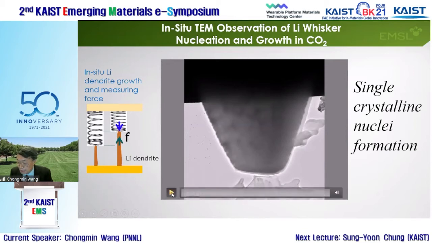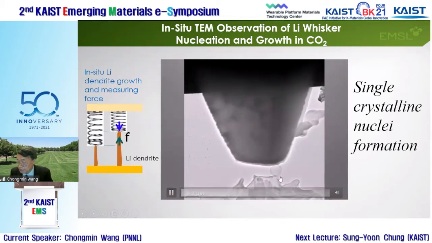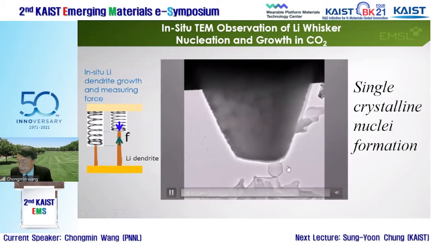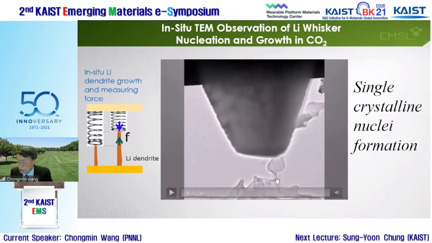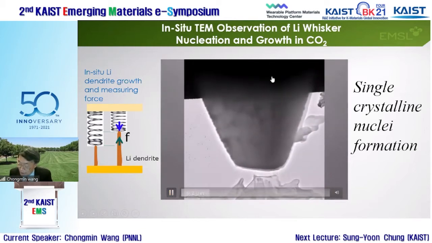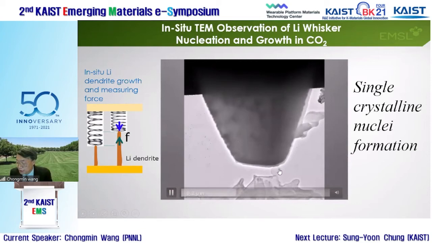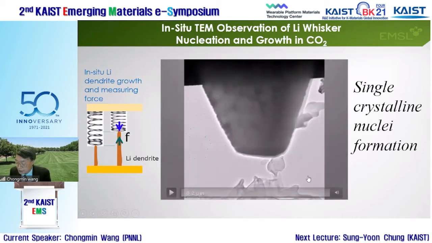When you play this movie, you can see the AFM cantilever on top. You can see the initial nucleation of a lithium particle. It's actually a single crystal particle. Above the critical size of nucleation, it grew very quickly. Then because it pushes up the spring, and the spring pushes back, the lithium whisker is not that strong, and you get a failure of the whisker here.